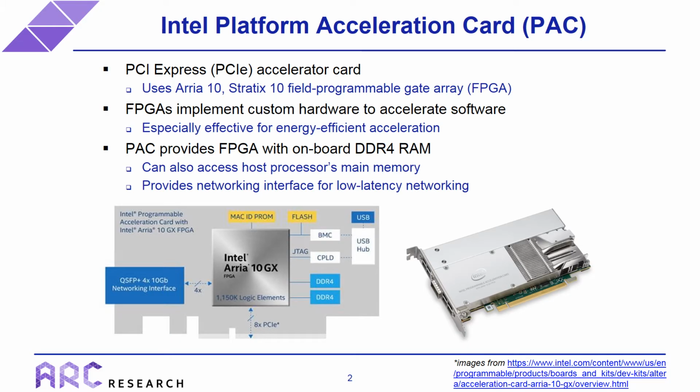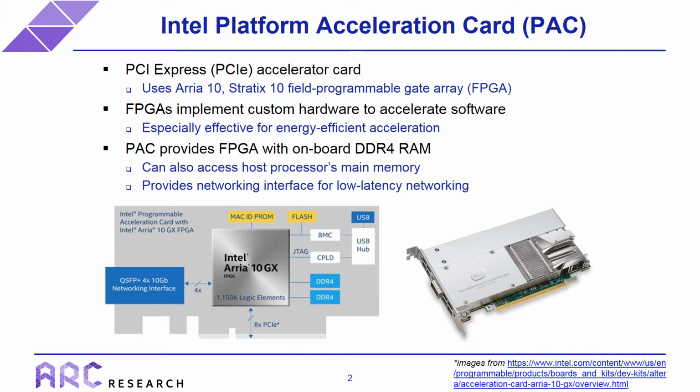All right, so what is this Intel Platform Acceleration Card? It's basically a PCI Express accelerator card that provides a field programmable gate array, or an FPGA. There's currently two versions of this card. There's one with an Arria 10 FPGA, which is kind of Intel's mid-range FPGA. And there's one with a Stratix 10, which is the high-end, high-performance FPGA.